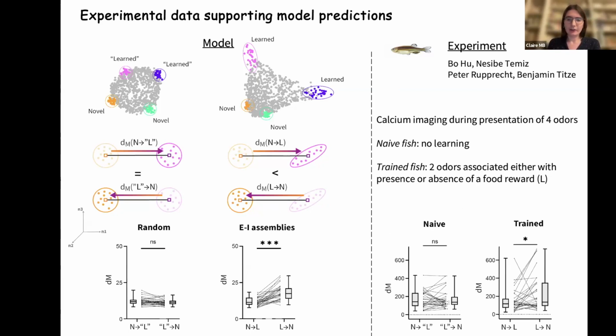And so here we see the same trends as what the model would predict. In the naive fish, the Mahalanobis distance was the same independent of direction, but in the trained fish, you have this asymmetry depending on if you look at the distance from the novel to the learned odors or the distance from the learned to the novel odors.